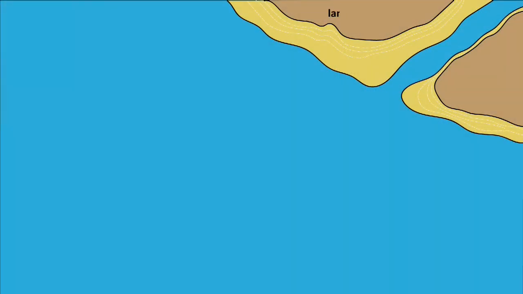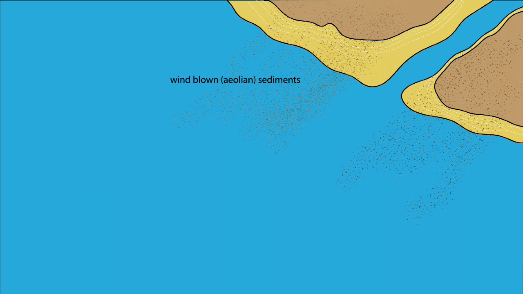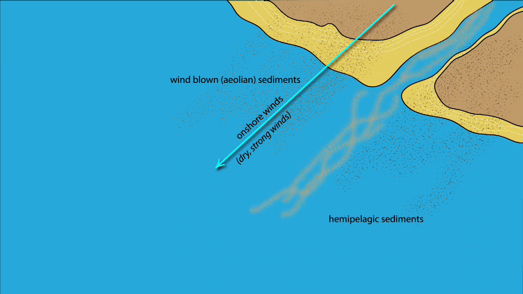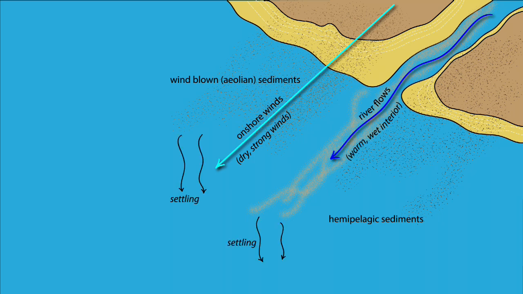Imagine you have a continental landmass drained by a river. One way to infer climate is from the grains of dust and particulates carried into the ocean from this landmass. These can be either wind-blown sediments, also called aeolian particles, carried out over the ocean by onshore winds, or so-called hemipelagic sediments, carried into the sea by flowing rivers. These then settle onto the ocean floor to build up as sediments.